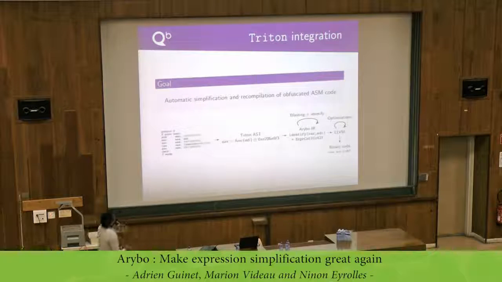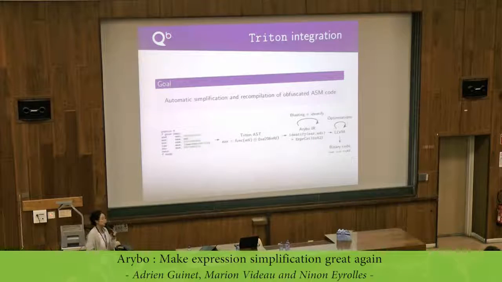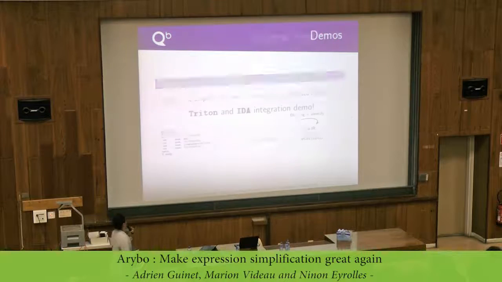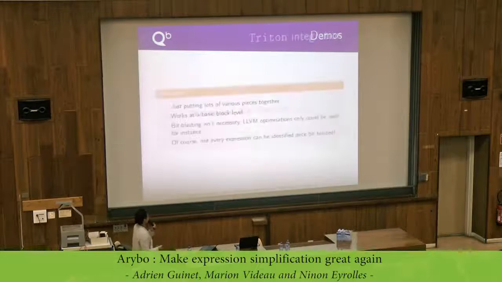Okay, so what did we do? We had some obfuscated assembly code. Triton managed to de-obfuscate it. We put it in the Arybo intermediate representation, which allows us to optimize it with LLVM. And at the end, we got a simpler binary code, instead of remaining with a Triton intermediate representation. That's the idea of what we want to do with all the other tools. This one is from the demo session.